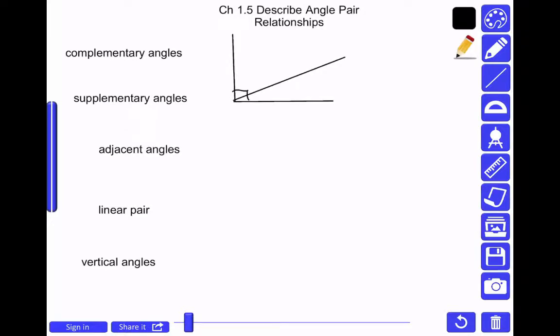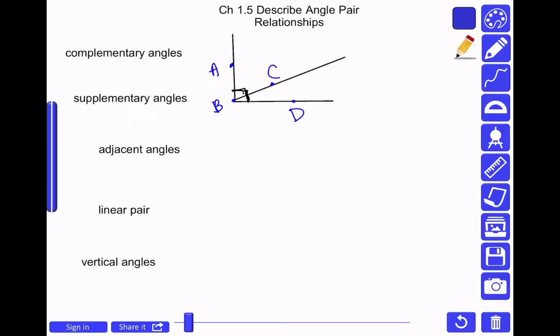So here I have two angles, and I've indicated with this symbol here that this is a right angle, which means that these two interior angles, or these two angles that you see, are complementary angles. So if I call this A, B, C, and D, then angle ABC and angle CBD are complementary. How do I know that? I know that because I can see that angle ABD is 90 degrees. And also I know from the angle addition postulate that the measure of angle ABC plus the measure of angle CBD equals the measure of angle ABD.